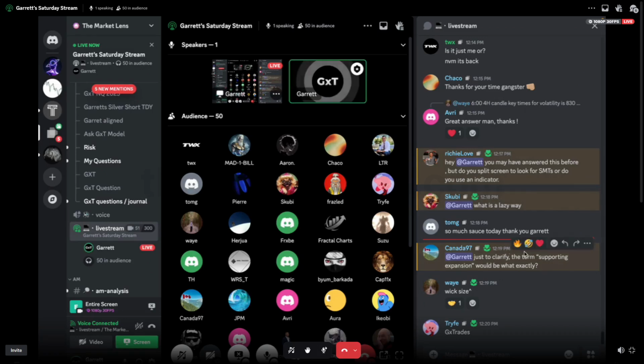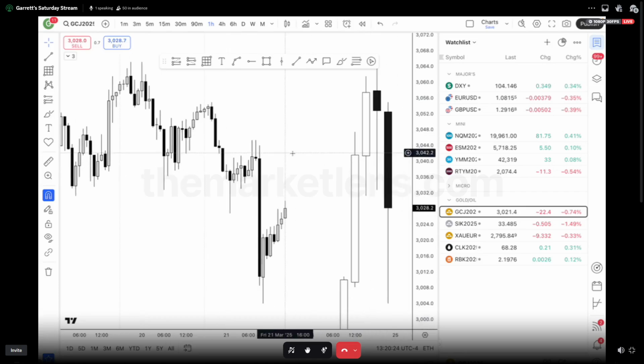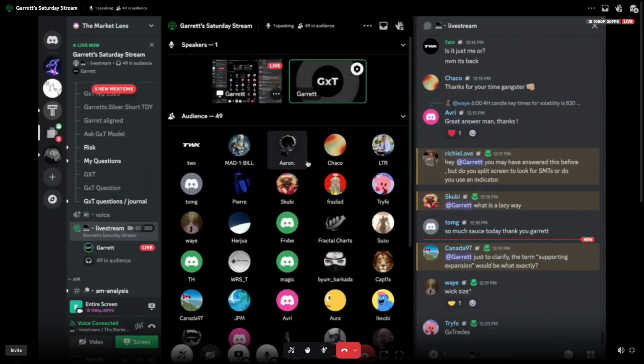What is the lazy way? Like not marking out everything. You want to mark out everything, explain it on the charts. So it's repetitive in your head that you're seeing the same thing over and over, you're marking out the same thing over and over, and then it just becomes second nature. You know what I'm saying?